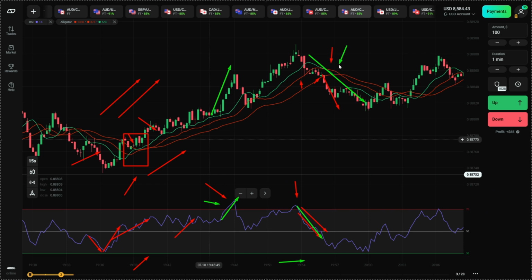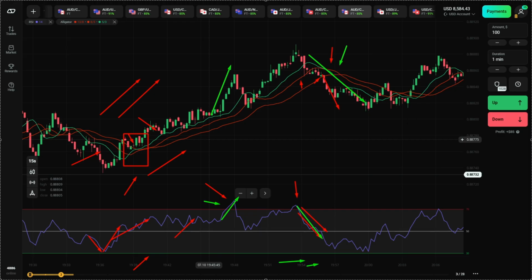For example, here's a signal for a downward move and the market was in the oversold area. As long as the market is in the oversold area, it's unlikely to drop much further because more buyers will enter the market and push it up. So it's better not to enter trades in these areas.